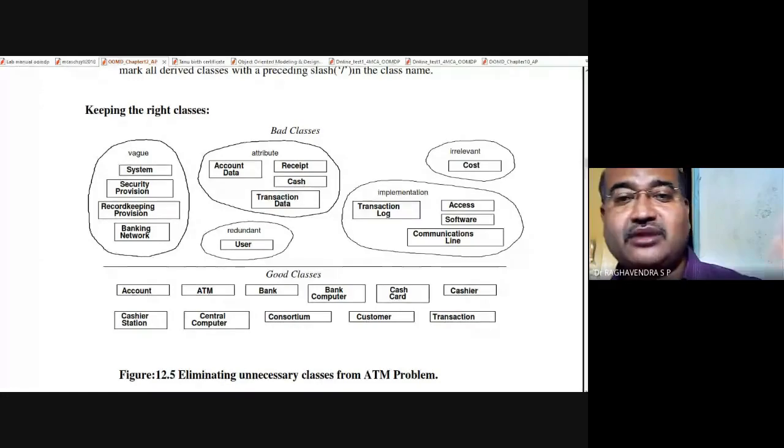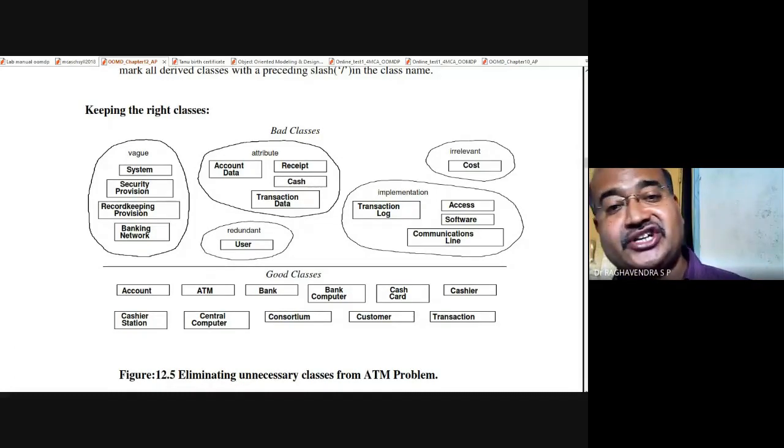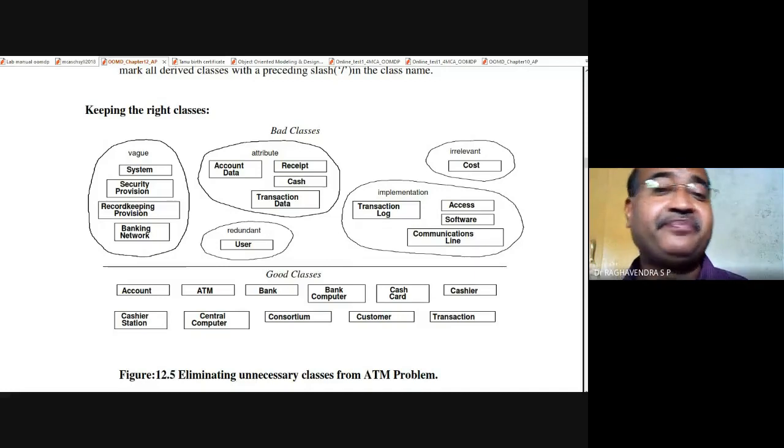Now coming back to the good classes category, we have account. So every customer has his own account. Every customer can perform a transaction in a machine called an ATM. So next we have a bank as a good class. Bank computer is a good class.